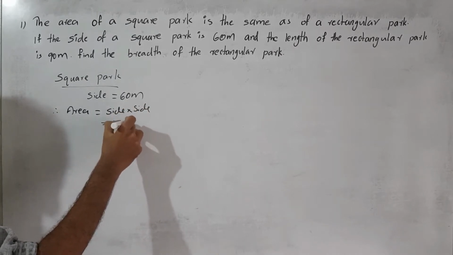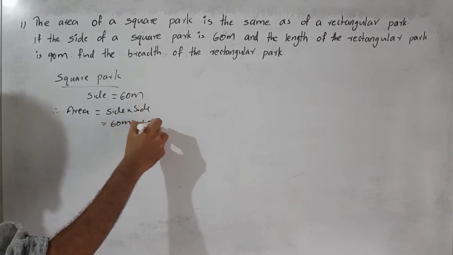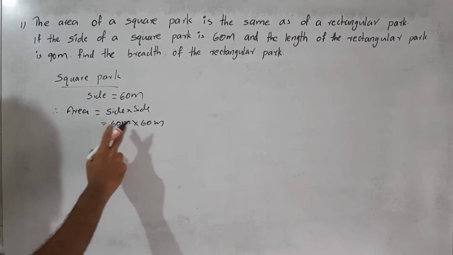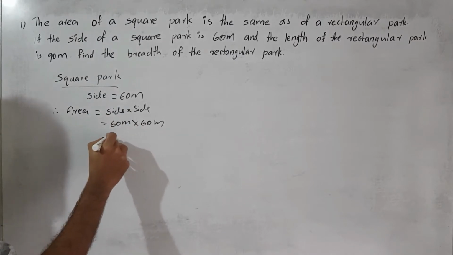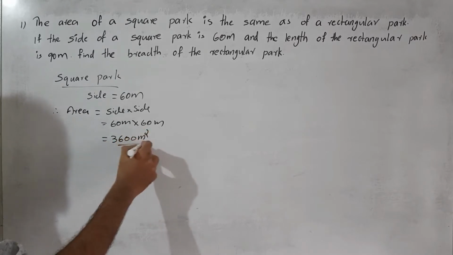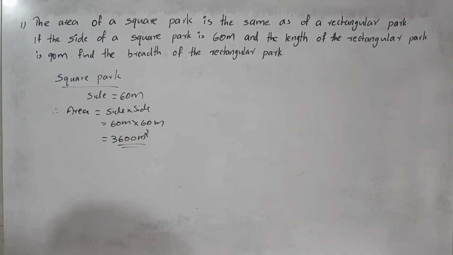Then what is side? 60 meter into 60 meter. What is 60 into 60? Yes, 3600 square meter. Correct. Then what is the area of the square park? The area of the square park is 3600 meter square. Okay, then what is next?